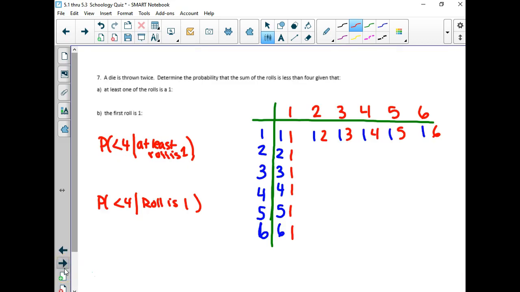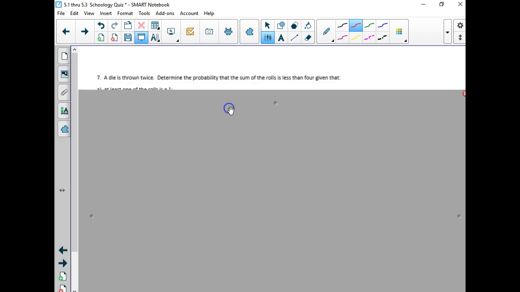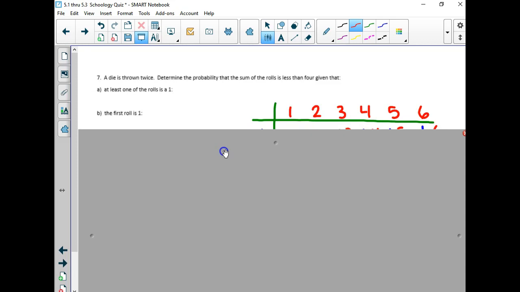Moving on, this one was in the conditional probability worksheet, but someone wanted me to include this in the video. A die is thrown twice. Determine the probability that the sum of the rolls is less than 4, given that at least one of the rolls is a 1. Or the first roll is a 1.